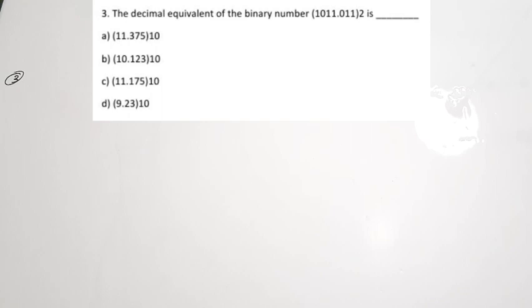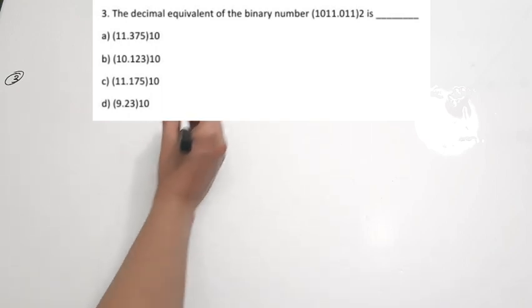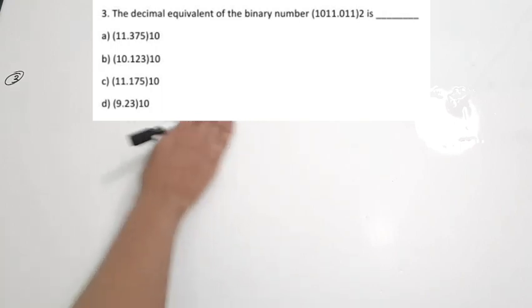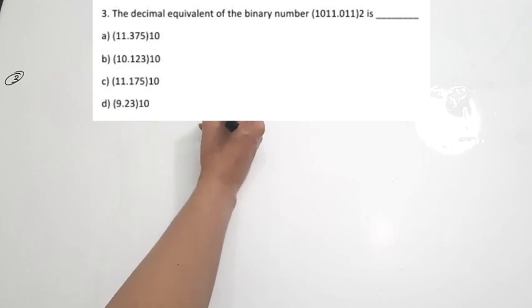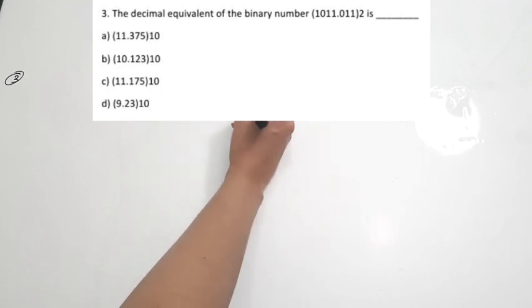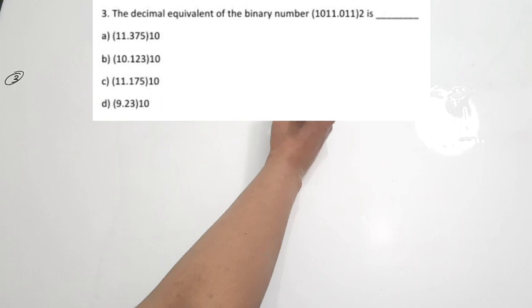The question asks for the decimal equivalent of a binary number. The binary number is given here, and it actually has numbers after the decimal point also. So it is a little bit difficult one. The number is 1011.011 to the base of 2.